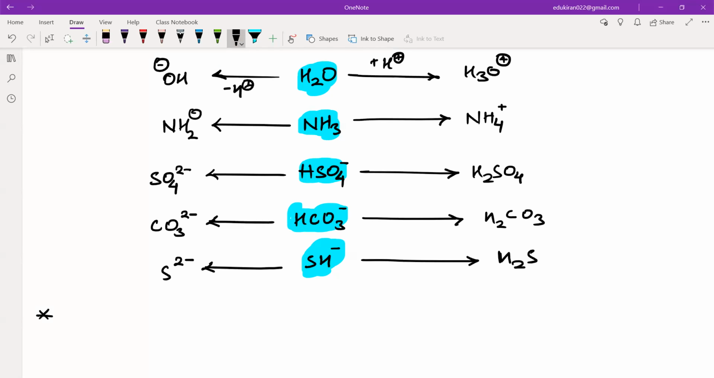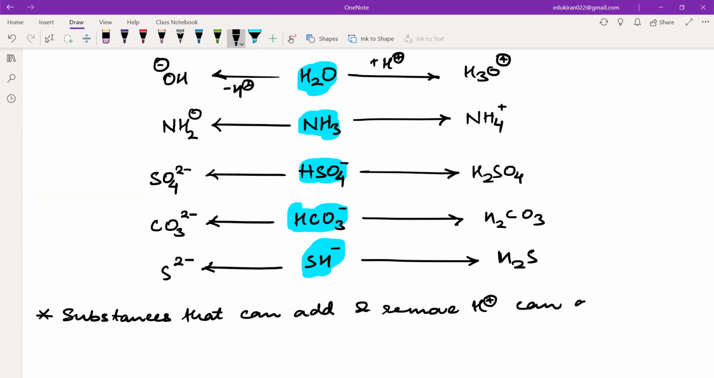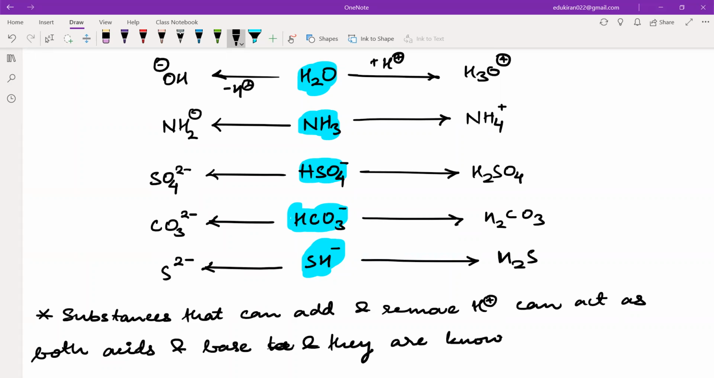So substances that can add and remove H plus can act as both acids and bases, and they are known as amphoteric. They are known as amphoteric. Now, tell me, do you have any problem till here? No, sir. Okay.